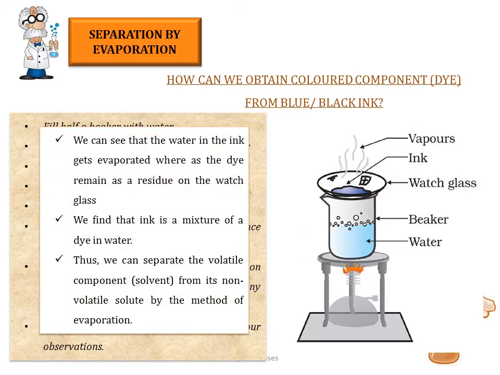Now observe carefully. What can we see? We can see that the water in the ink gets evaporated, whereas the dye remains as a residue on the watch glass. We already know that ink is a mixture of dye and water. So what happened here? All the water inside the ink got evaporated, whereas the dye remained on the watch glass. Hence we are able to separate the volatile component. What do you mean by volatile? It means a substance that undergoes evaporation. Which component undergoes evaporation here? Water. So we can separate water from its non-volatile solute. Which was the non-volatile solute? Dye, by the method of evaporation.